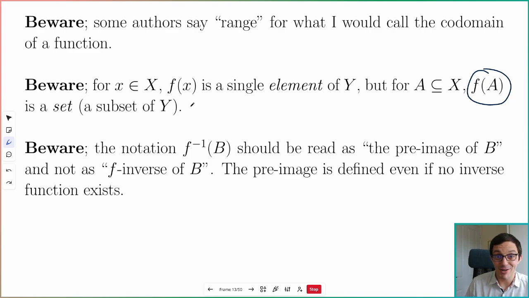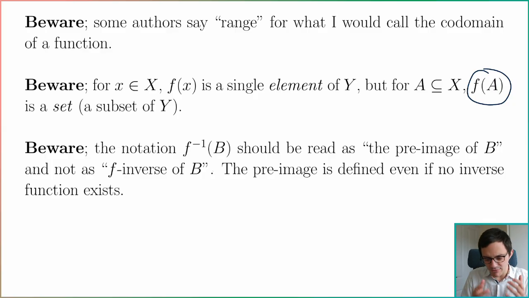So I'm going to try and be really careful and say pre-image of B every time I see this, and not f inverse of B. Again, we haven't defined inverse functions yet, and the pre-image is defined even if there isn't an inverse function. So even if we never get to having an inverse function, we have this idea of the pre-image, the points of the domain that at least map into this set B. So even if you don't have an inverse function, you might have something like this.